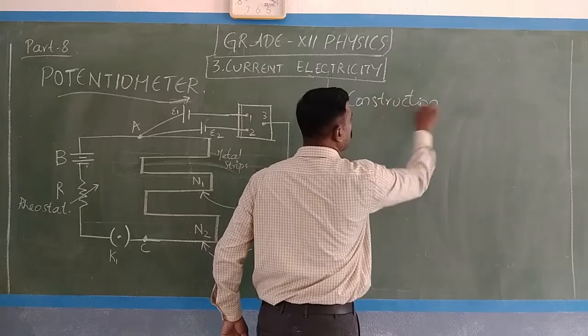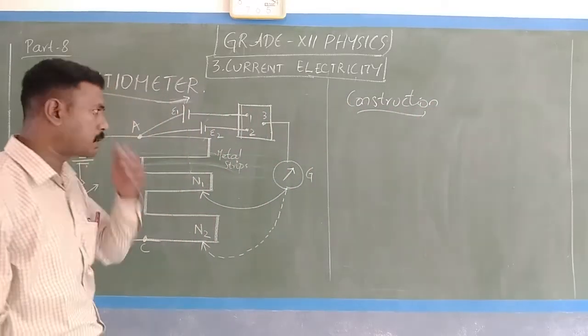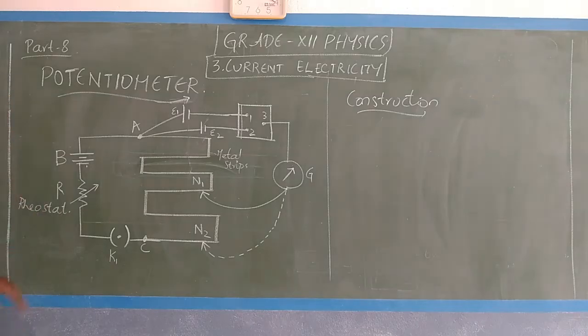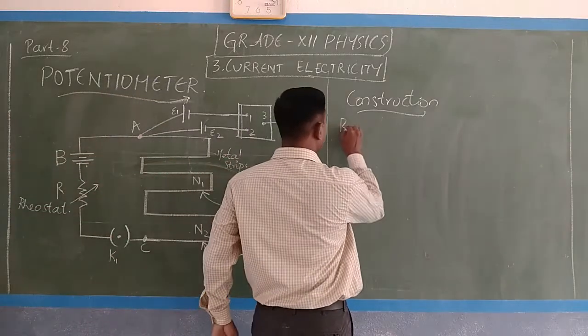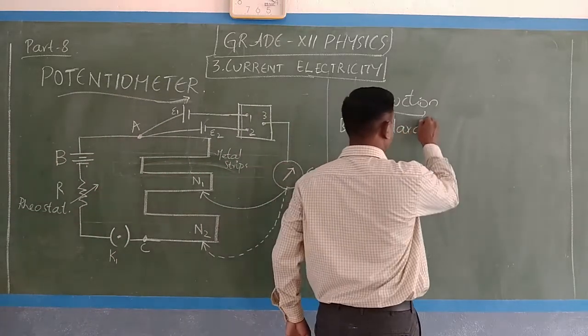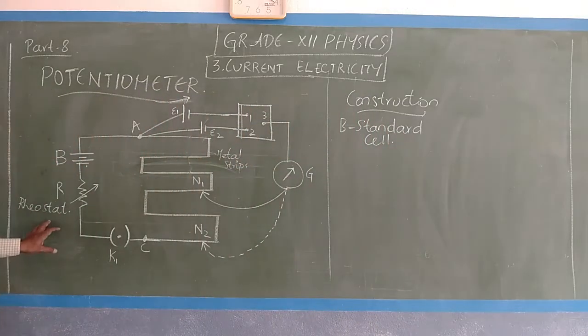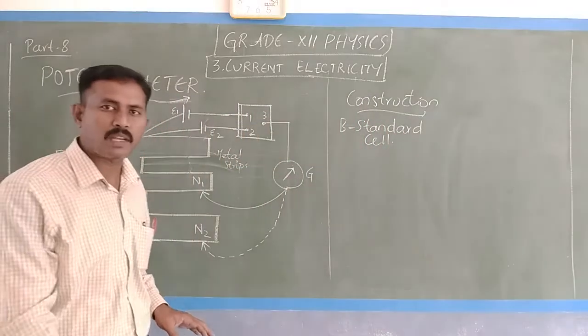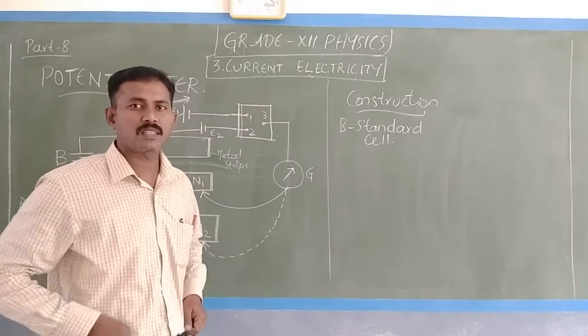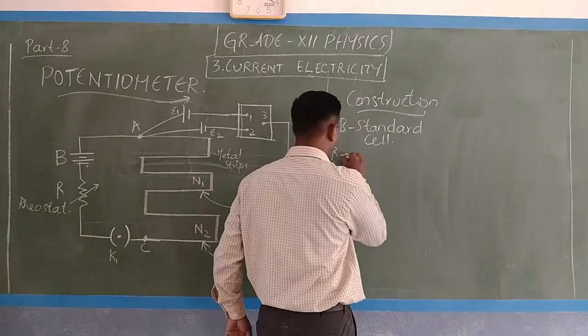எந்த ஒரு electrical circuit எடுத்தாலும் for each and every circuit the construction is very important. So initially, you have the standard cell. B is a standard cell. Okay, and R refers to the rheostat. What is meant by rheostat? Variable resistance. அதோட resistance நம்ம vary பண்ணிக்கலாம் அந்த device. So R is a rheostat.